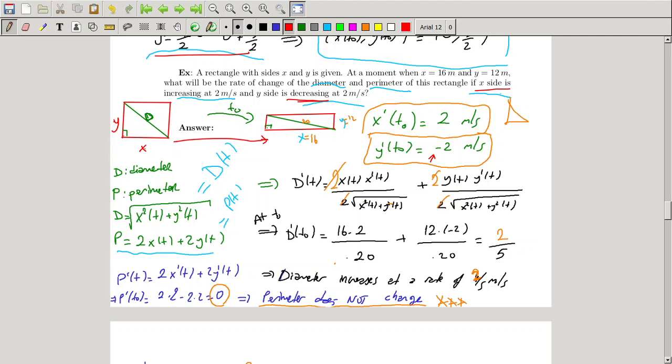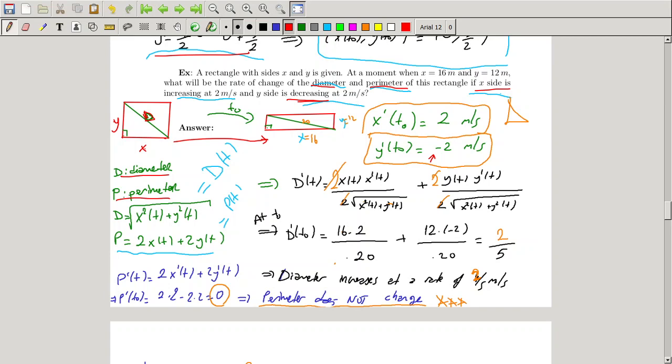What is the rate of change of the diameter and perimeter? What is the diameter, what is the perimeter? In our question, the diameter is the quantity from this corner to that one, and it is equal to the square root of x squared plus y squared. And perimeter, the other name being circumference, is 2 times x plus 2 times y. You add all of the sides.